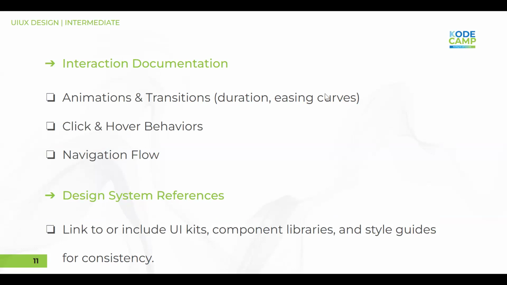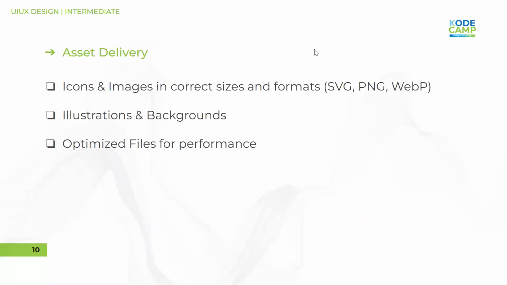All right, so the fourth one is your design system reference. Have links or include UI kits, component libraries, and style guides for consistency. Figma has made that easy for us, so everything here we can always have in Figma. In most cases, in terms of assets, we need to use external applications like Google Drive for images, so that they can get them.